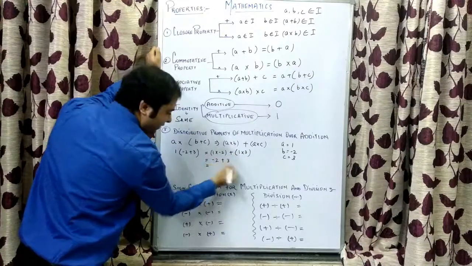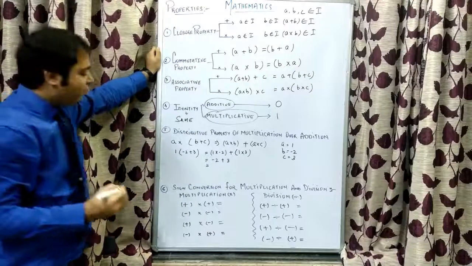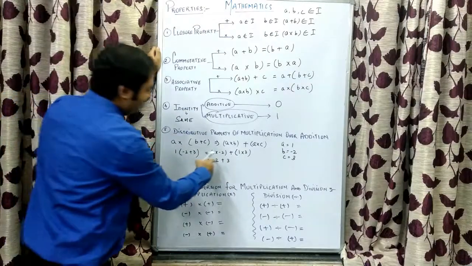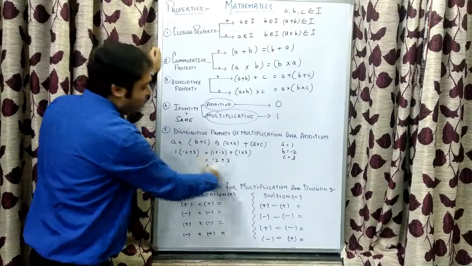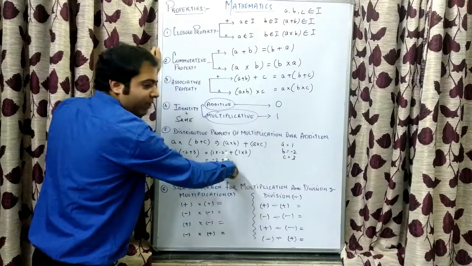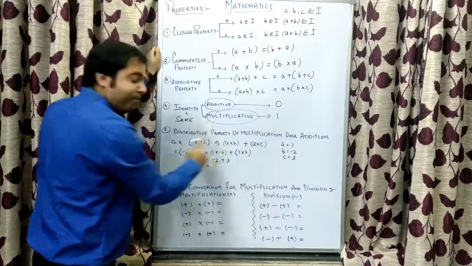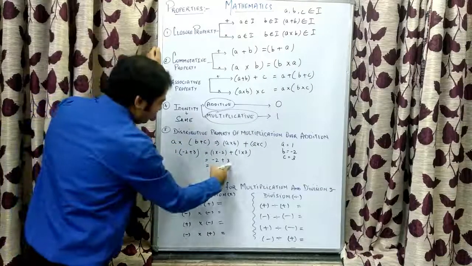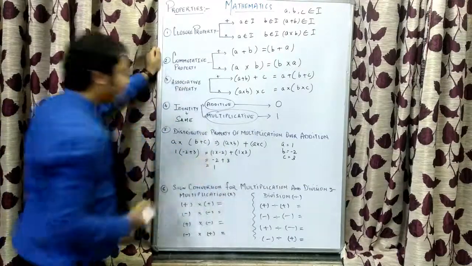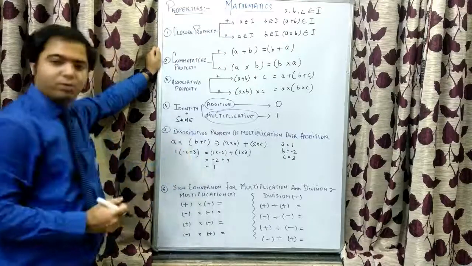When signs are different, what we do, children, is we subtract the smaller numerical value from the bigger numerical value and put the sign of the bigger integer. Right? So 3 minus 2 will be 1. Right? This is according to distributive law.